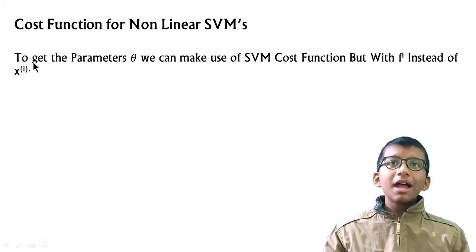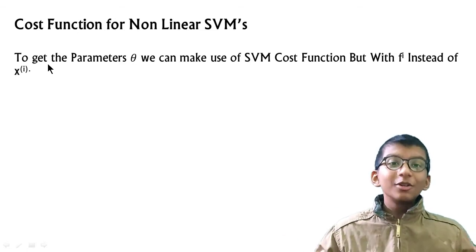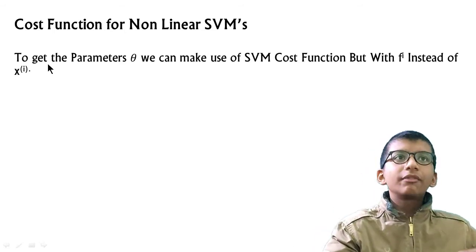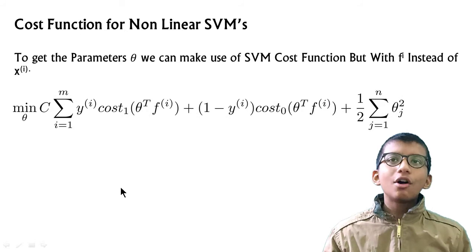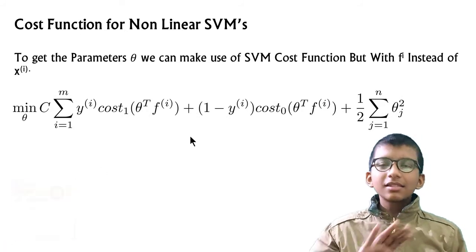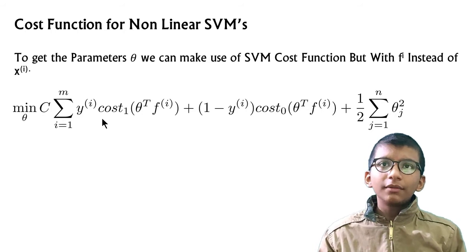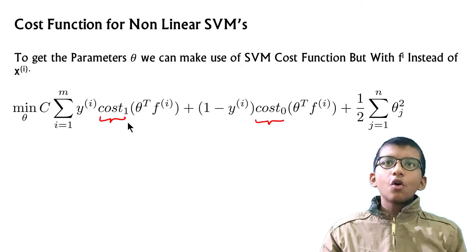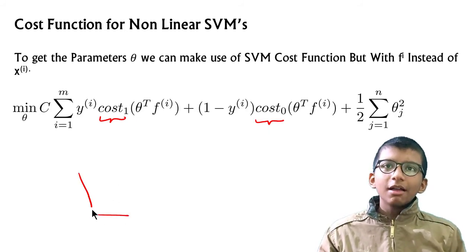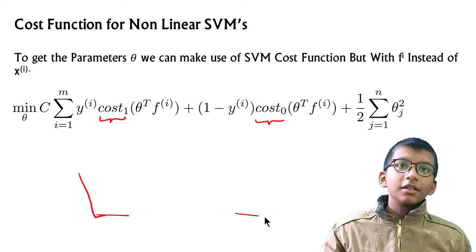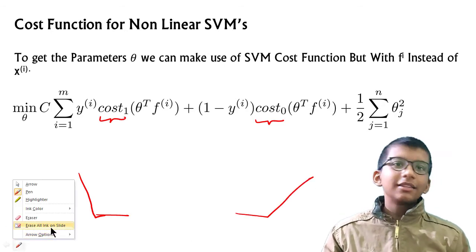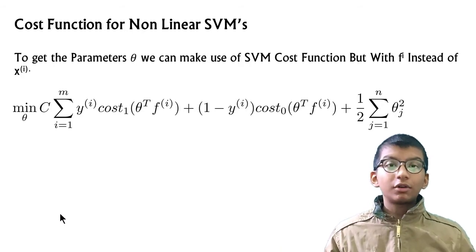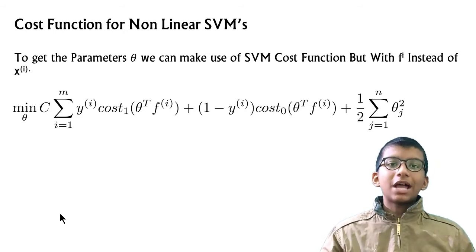So to get the parameters theta, we can make use of what we studied earlier about the support vector machine's cost function, but with fi instead of xi. Here, let's take a look at the cost function. What we have seen is that all are similar: cost of 1 and a cost of 0. The diagram for cost of 1 is something like that, and the cost of 0 is something like that. Okay, so don't worry about that. If you want to get more into detail, please take a look at the cost function for support vector machine. I'll be linking the video down below.